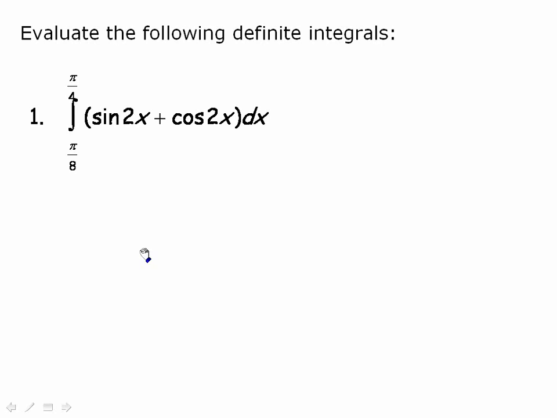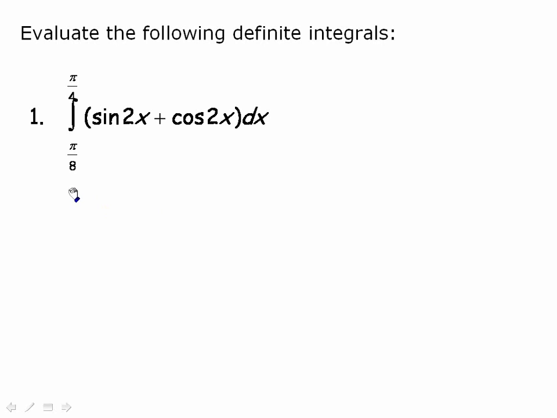If the majority of this function is below the x-axis, we'll get a negative answer, and even if it's crossing several times. So you follow the instructions. If it's just a straight definite integral, you go wherever it takes you. And by the way, this is a good one if you want to do it on your own.